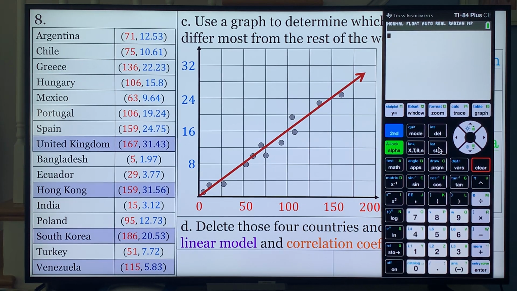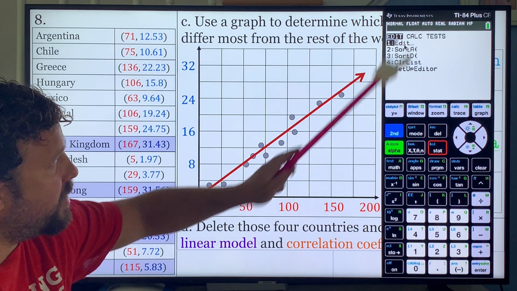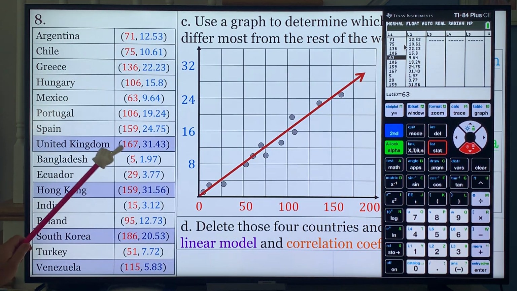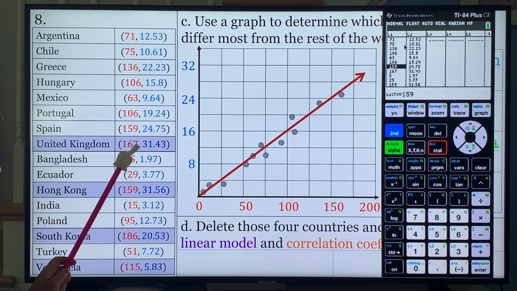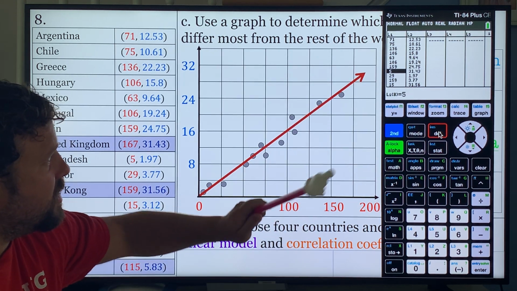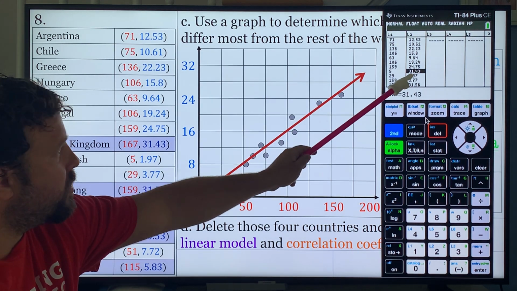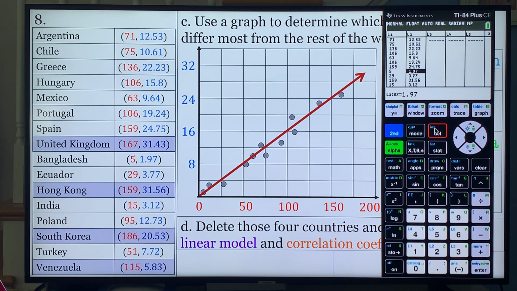Now, here's what I'm going to do. I'm going to take my calculator. This is key. You got to listen here. You're going to go back into Stat, Edit. Now, I still have my list. I'm going to go down to 167. And now when you get to 167, you hit delete. Now the columns don't match up, so I have to go immediately over to 31.43, and I delete that.